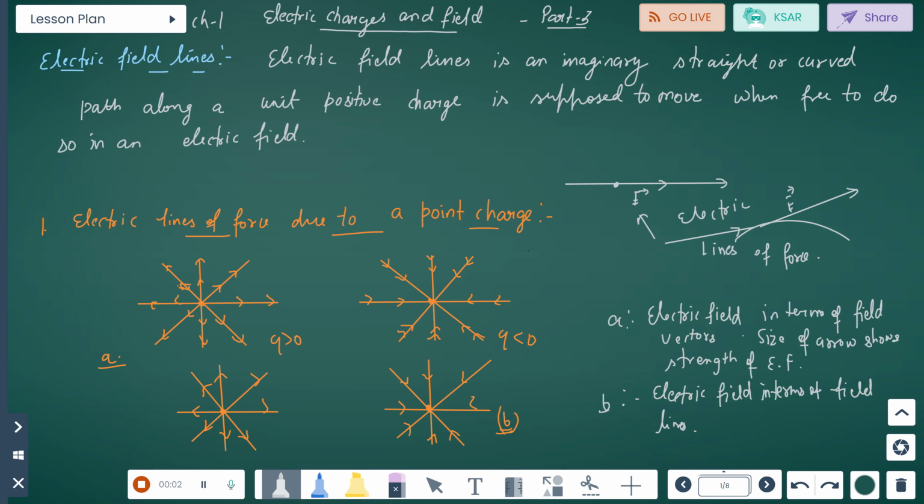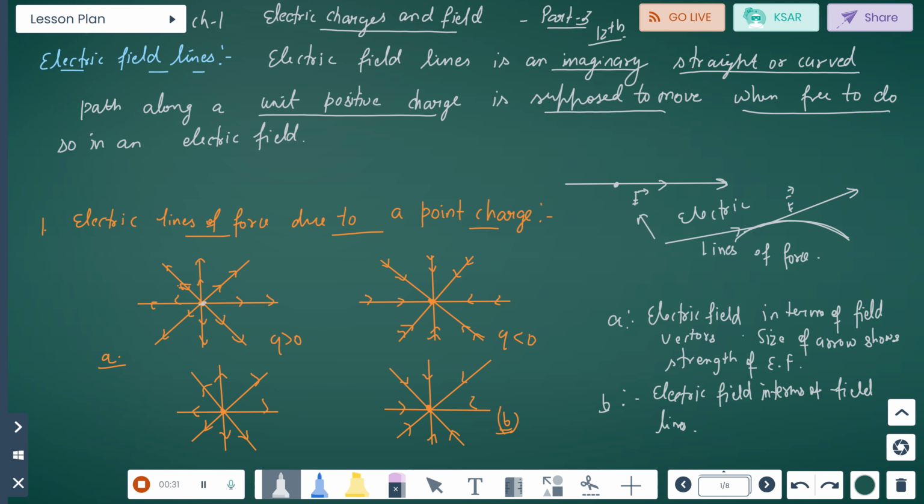Now start with part 3, chapter 1, Electric Charges and Fields, Class 12 Physics. First topic is electric field lines. An electric field line is an imaginary straight or curved line along which a unit positive charge is supposed to move when free to do so in an electric field. First, electric lines of force due to a point charge.